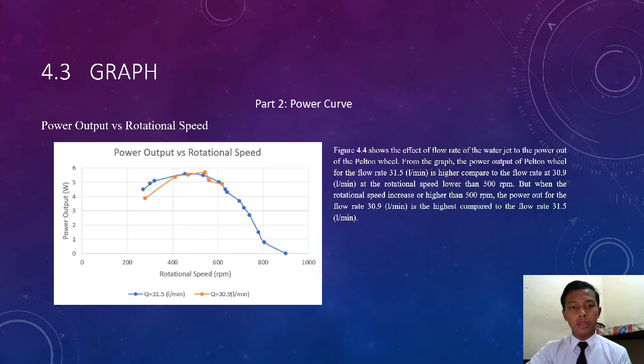Then we go to the graph for part 2, which is the power curve. From the graph, we can conclude that the power output of the Pelton wheel for the flow rate of 31.5 liters per minute is higher compared to the flow rate of 30.9 liters per minute at rotational speeds lower than 500 rpm. But when the rotational speed is higher than 500 rpm, the power output for the flow rate of 30.9 liters per minute is the highest compared to the flow rate of 31.5 liters per minute.